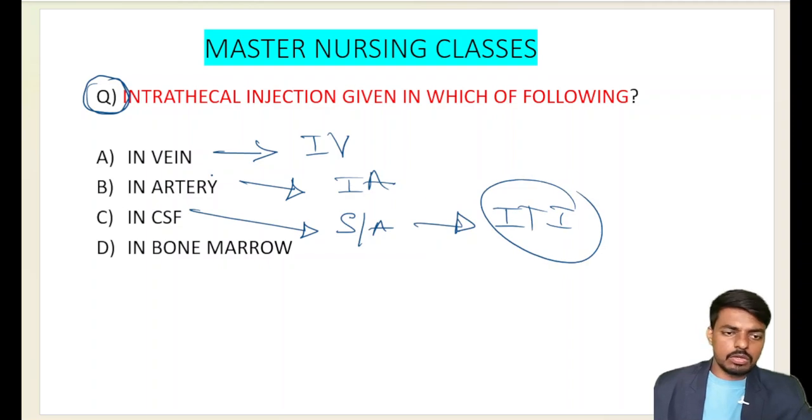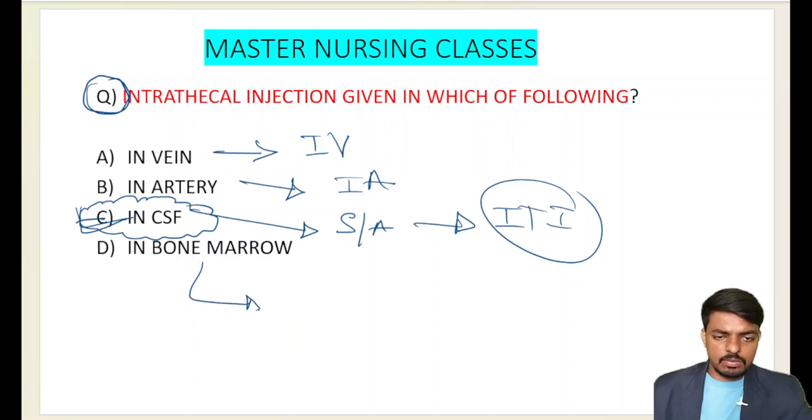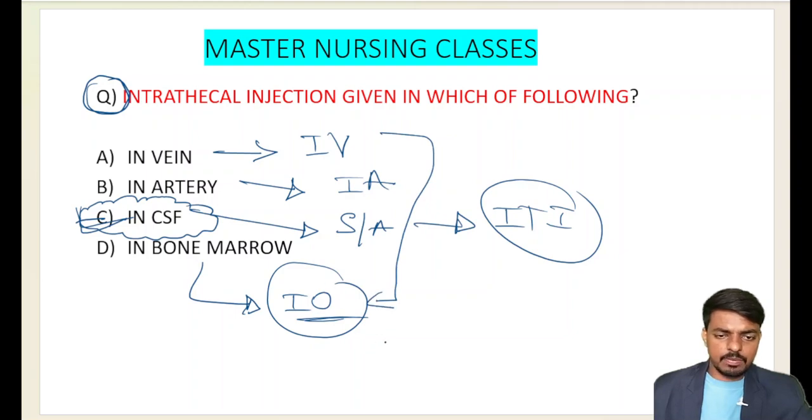injection. Very important: who all mentioned the answer as subarachnoid space or inside the CSF? Your answer is 100% correct. If it is given inside the bone marrow, we call that intraosseous. That's the best route after the IV. If the IV is not getting in, in children, the next best route is the intraosseous one.